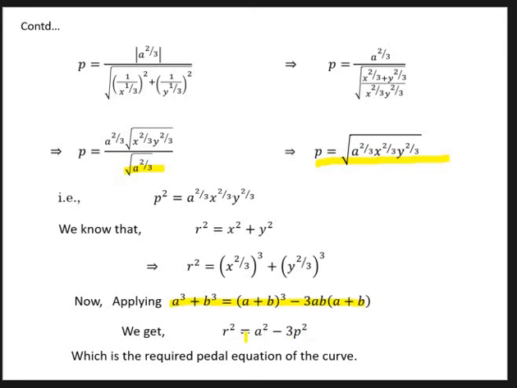We get r square is equal to a square minus 3p square, which is the required pedal equation.